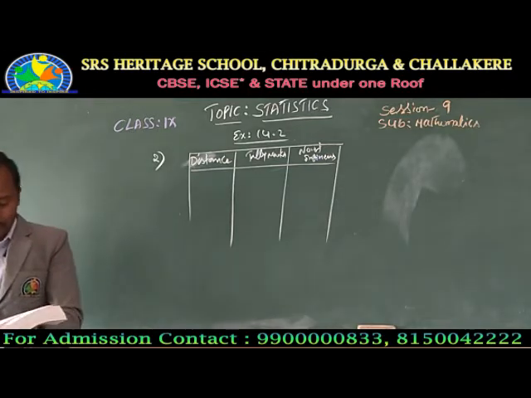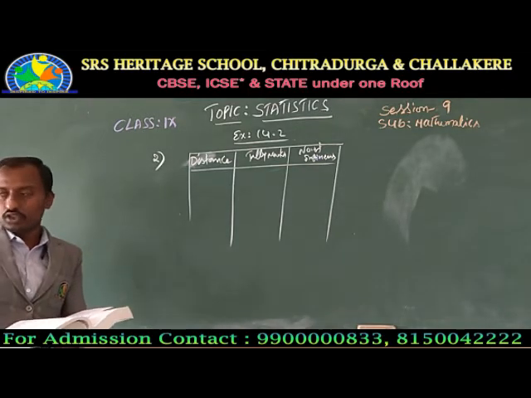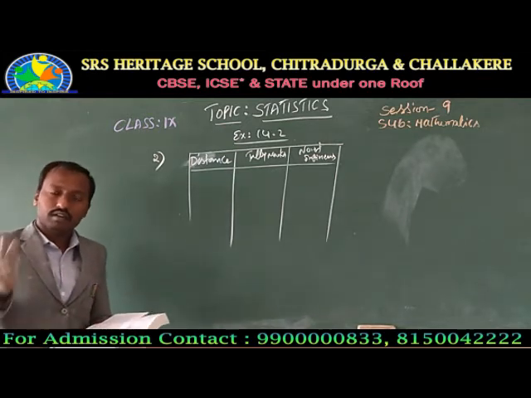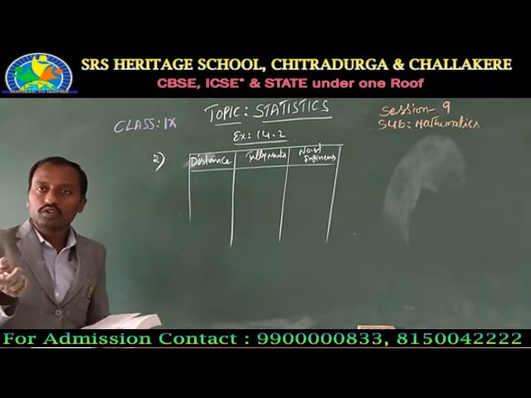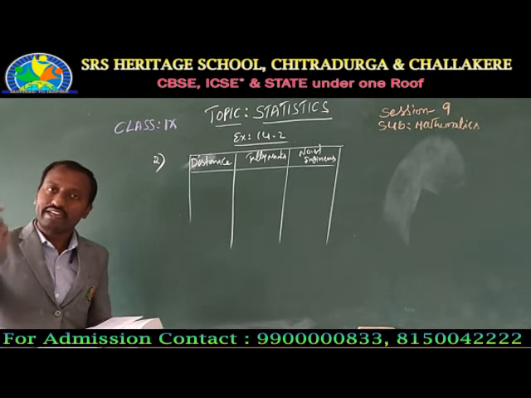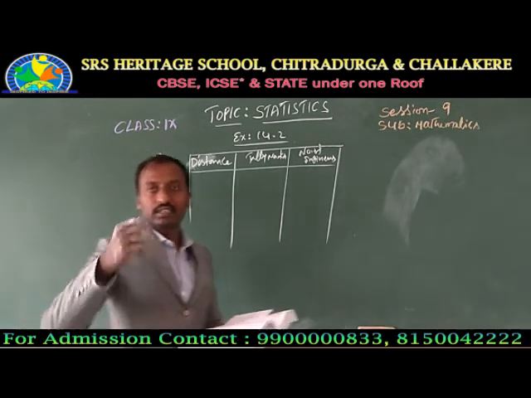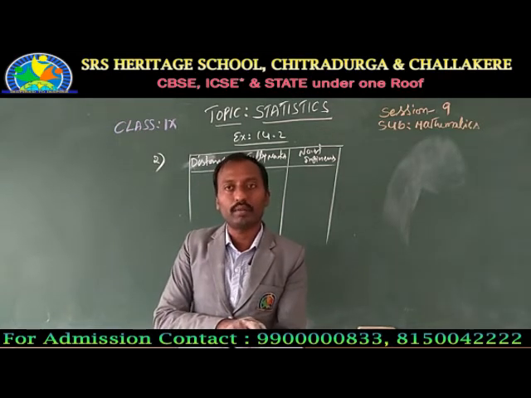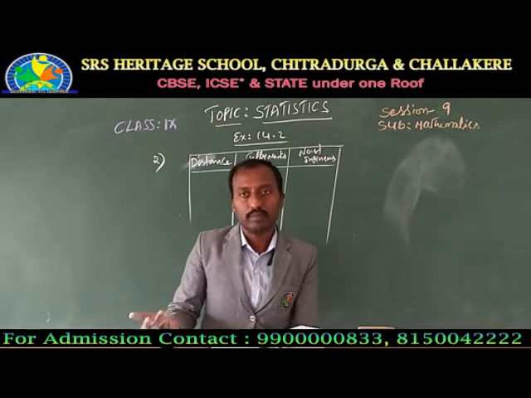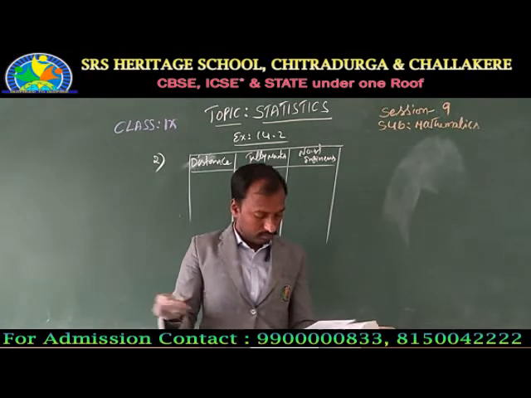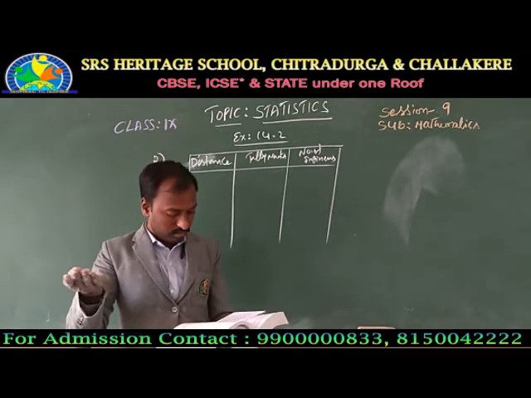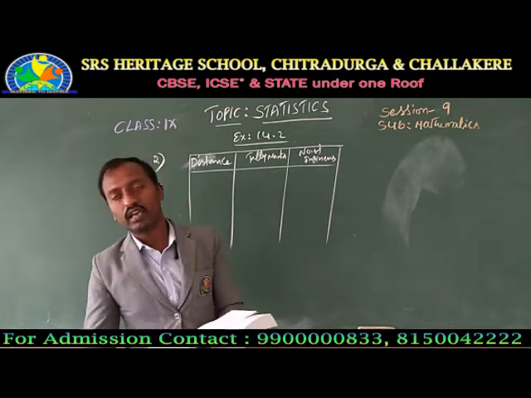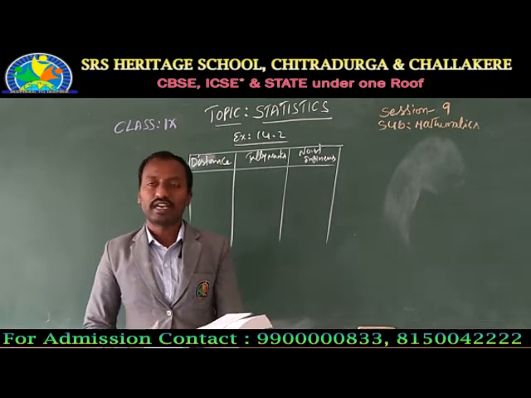Very clearly they mention 0 to 5 should be considered, but 5 should not be included. So that means 0 to 5, 5 to 10, 10 to 15, 15 to 20, like that. Till where? What is the maximum number among this data? Let us look at it. It's not more than 35, I think. So we'll go up to 35.